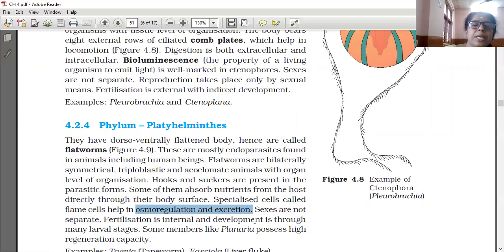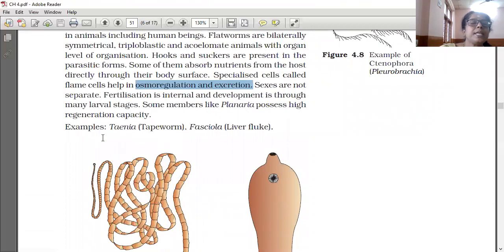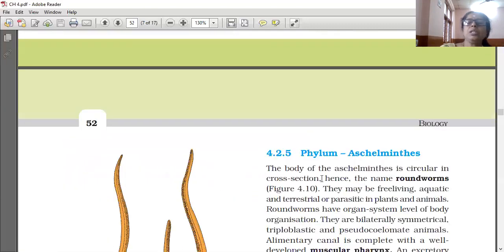Some members like Planaria possess high regeneration capacity. Regeneration, all of you understood. Taenia: the scientific name of tapeworm is Taenia solium. The third phylum we learned in this session is Aschelminthes. The meaning of the word Aschelminthes is round worms.